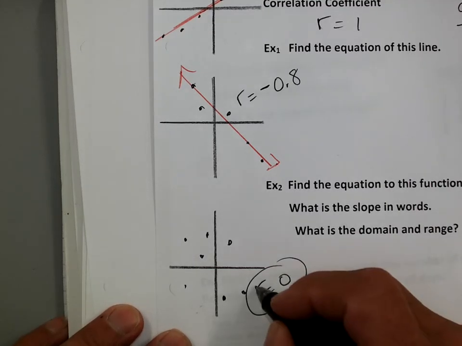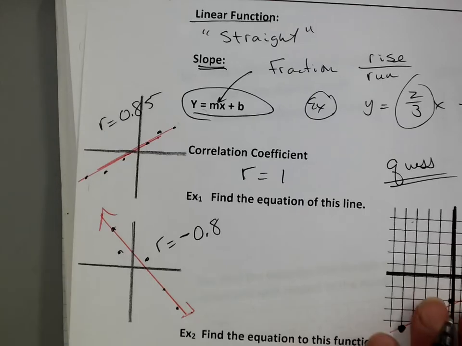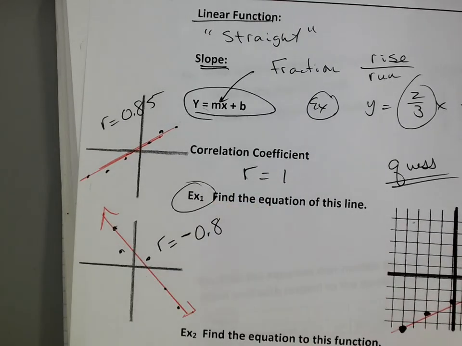We'll say the R, the correlation coefficient, is 0. Again, we're going to learn how to do this on the calculator tomorrow. So let's go to example 1. I need the equation of this line.